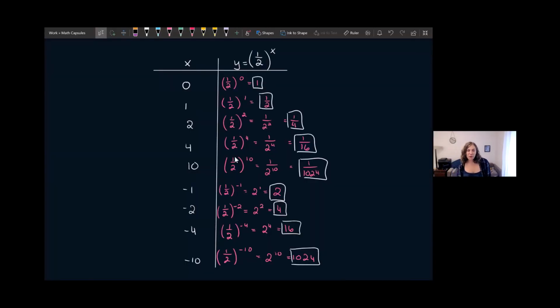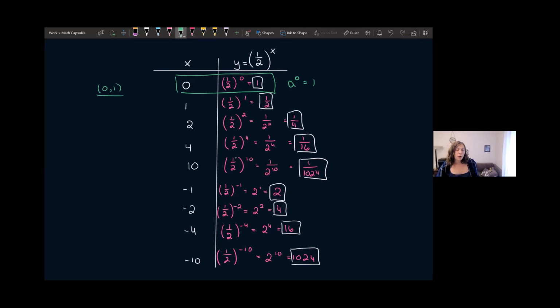So here it is all filled in. What can I notice? Well, first of all, I notice that when x is equal to 0, I still get y equaling 1. That's what we said would happen. We noted that anything to the power of 0 will give 1. That means all exponential functions are going to pass through the point 0, 1.